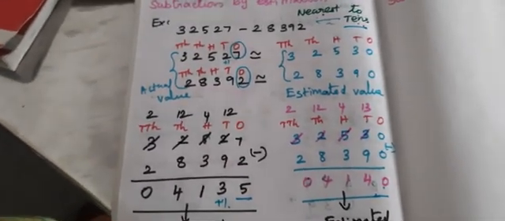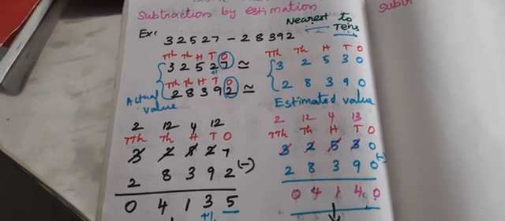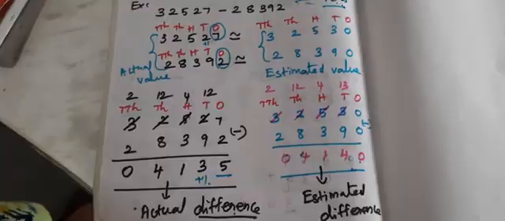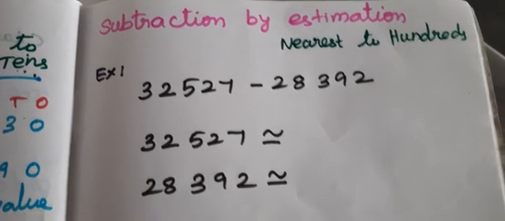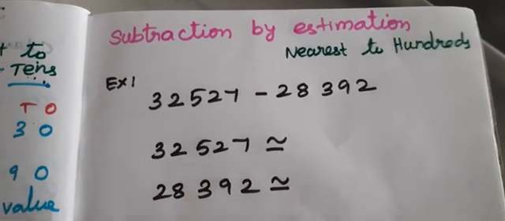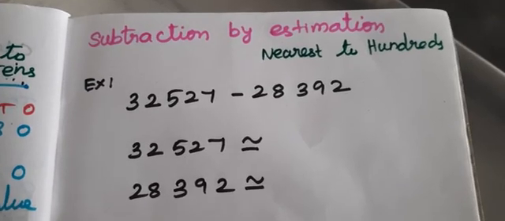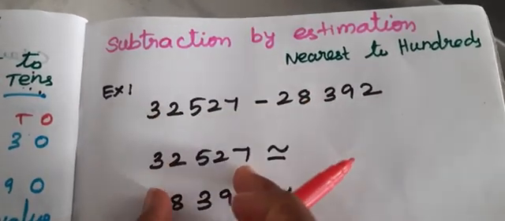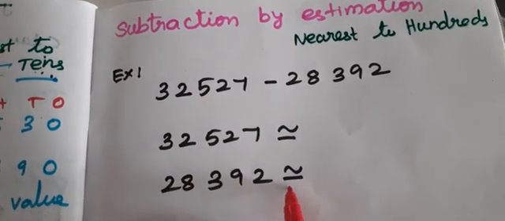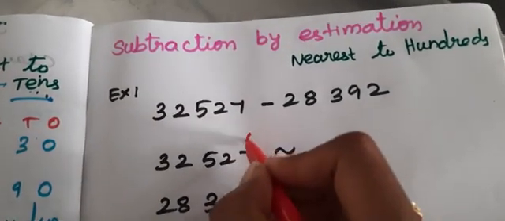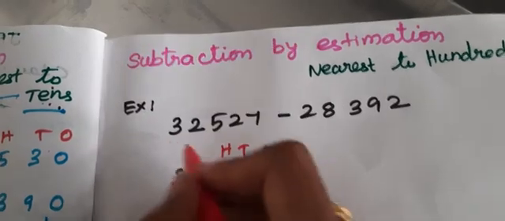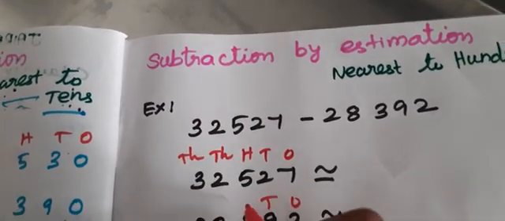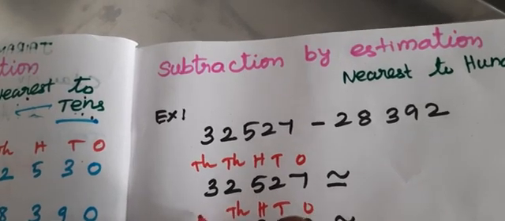Okay, now we have to move to subtraction by estimation in the nearest to hundreds concept. Listen, so this is the sum for the nearest to hundreds concept. If I give the sum, you have to write the number individually with the approximate sign. Next step, we have to write the places in capital letters. Don't use small letters. Capital letters only you should use.